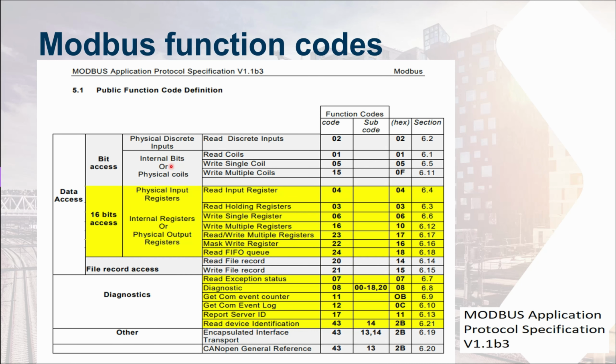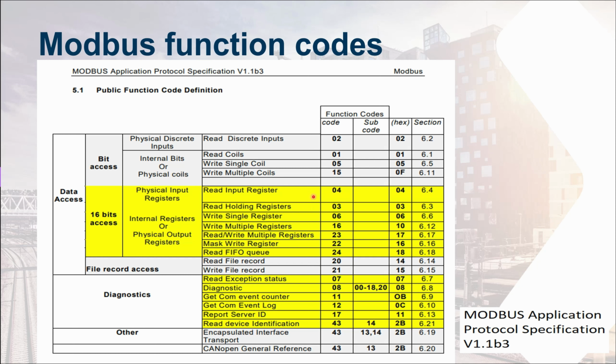Moving on to Modbus function codes, these are used to access the registers. For the discrete inputs, we have function code 02. For the coils, we have function codes 01, 05, and 15. For the input register, we have 04, and for holding register, we have 03, 06, and 16. All these function codes perform different actions.